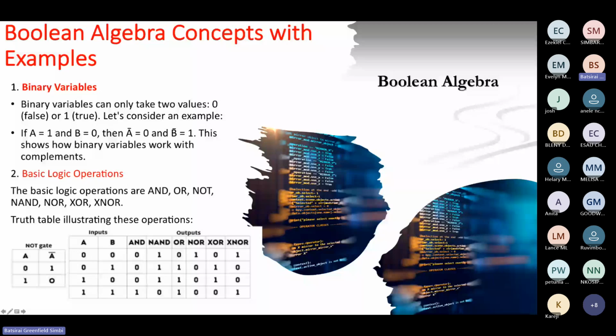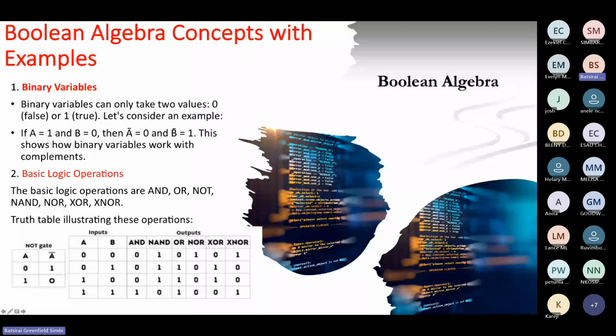Then we have the basic logic operations. The basic logic operations are AND, OR, NOT. Then we have the truth table here below illustrating these operations. So for a NOT gate, as we have said before, if A is 0, then A complement is 1. If A is 1, then A complement is 0. Then we have the inputs for A and B here.